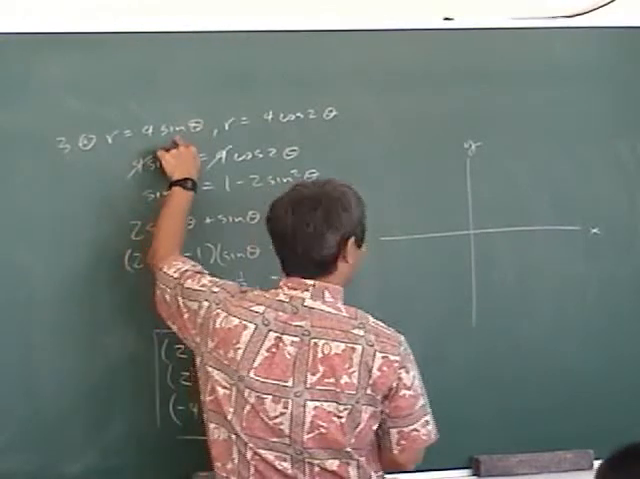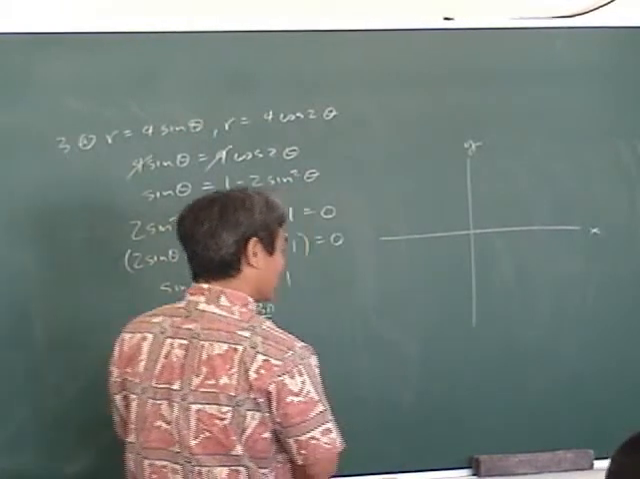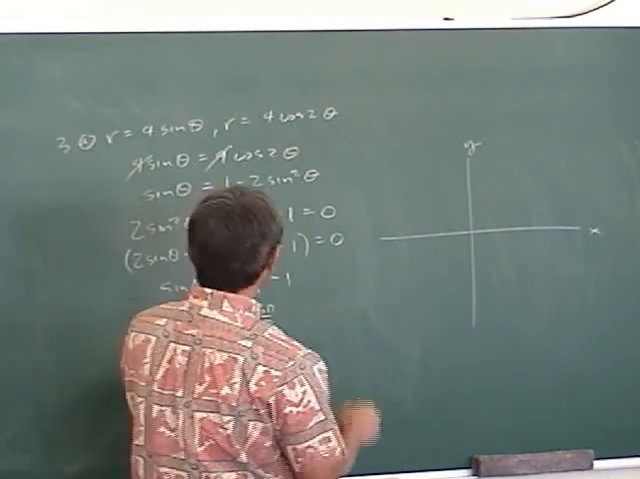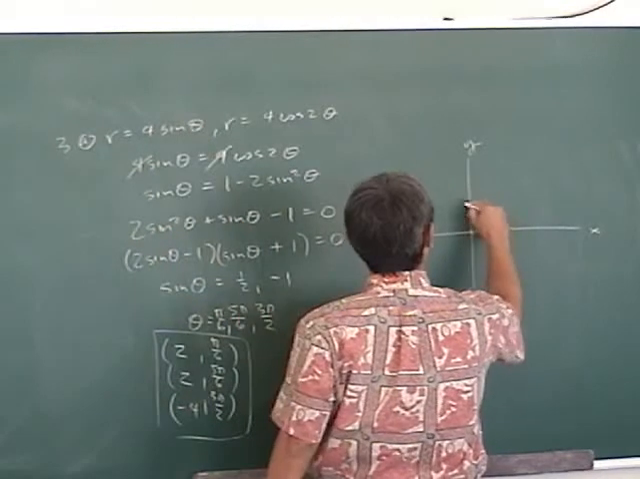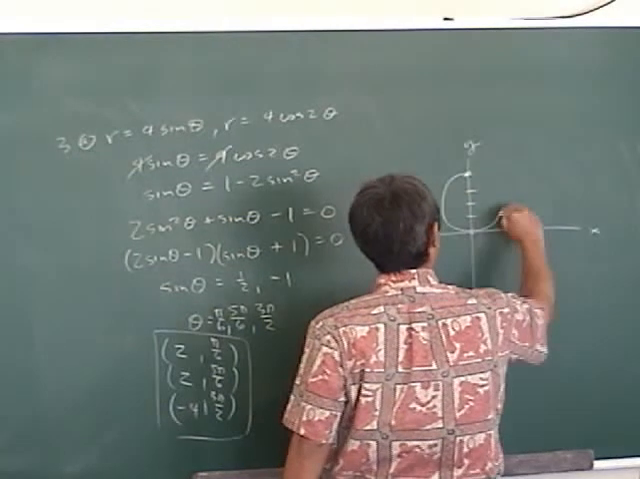Okay, this is a circle. Remember, this is last night's homework. What was the fast way to graph the circle? You just plot 2 points, 0 and pi over 2. If you plug in 0, you get 0. And if you plug in pi over 2, you get 4. 1, 2, 3, 4. So this is the diameter of the circle. The circle is right down yonder, right there.